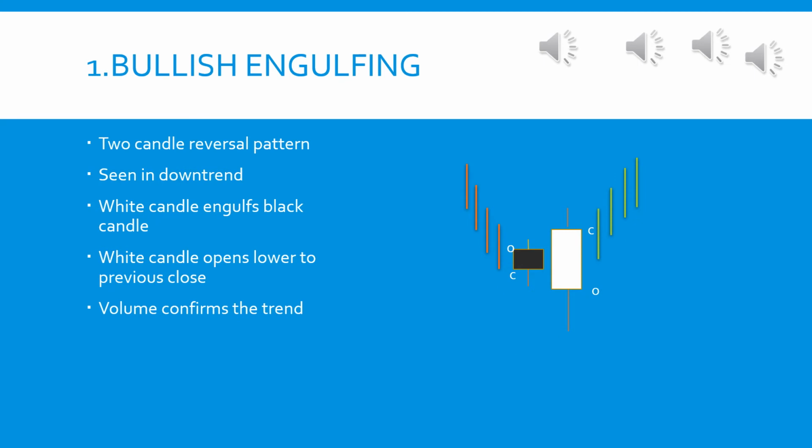Let us start with the first type of candle, the bullish engulfing candlestick pattern. It is a two candle reversal pattern and it is seen in a downtrend. The first candle that you spot in the downtrend is a black candle with a small real body, followed by a white candle with a larger real body. The white candlestick will look as if it is engulfing the black candlestick, as if it is fully covering the black candlestick. This is where we confirm that this is a bullish engulfing pattern.